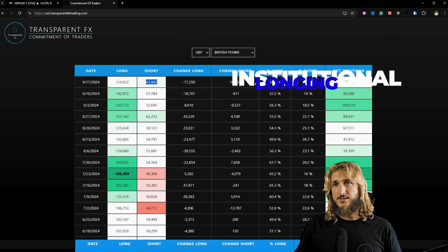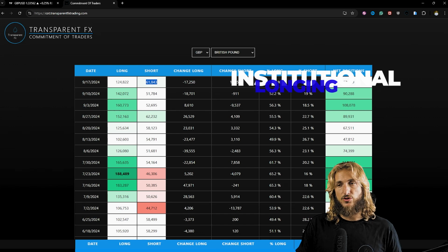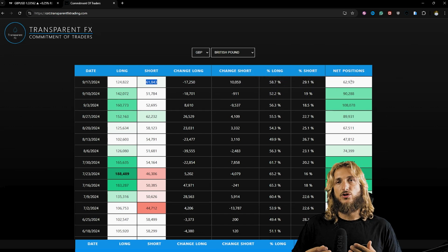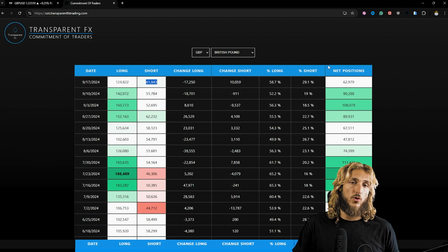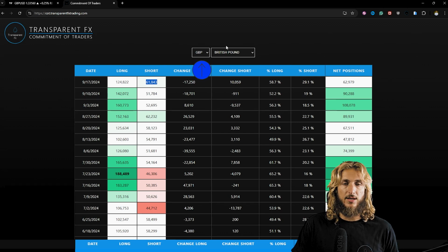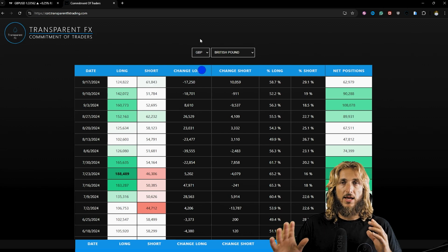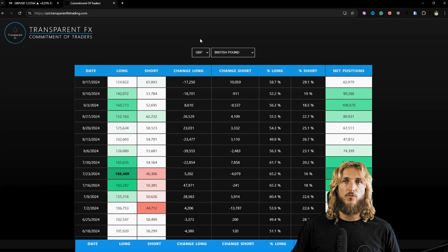So this short-term decrease of net positions only signals a potential short-term correction that could happen, a weakening of the GBPUSD. So let's keep this in mind and move back to the chart.